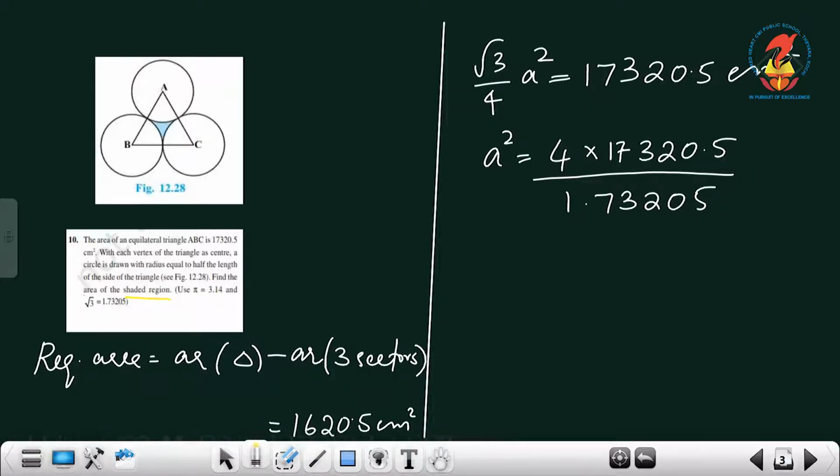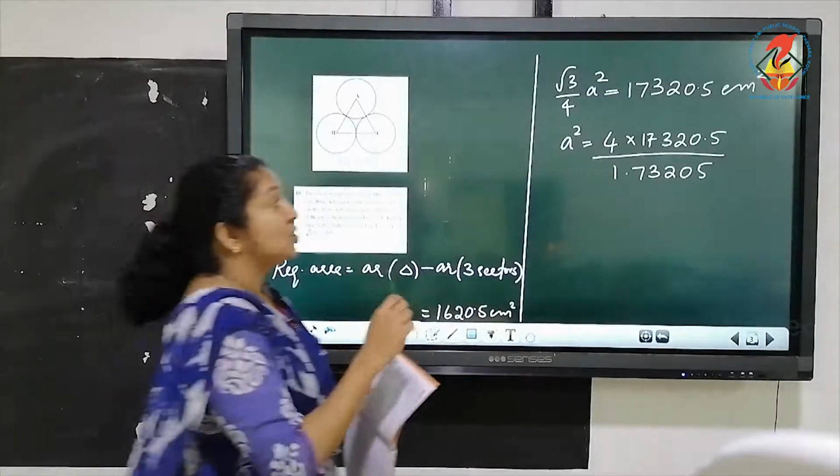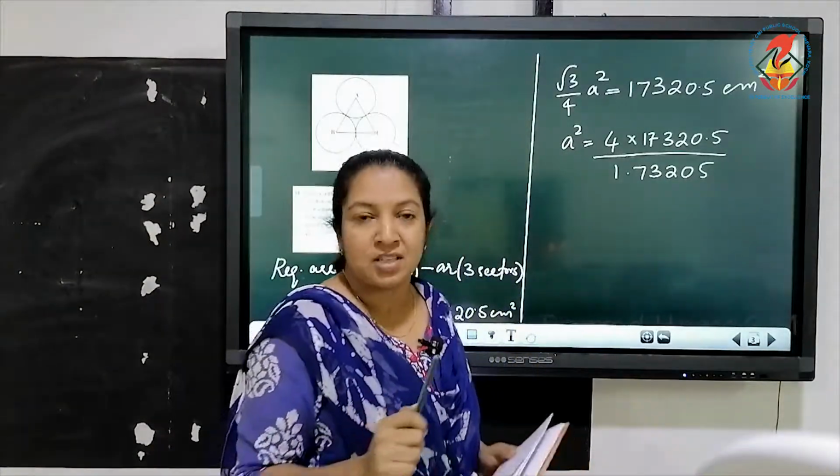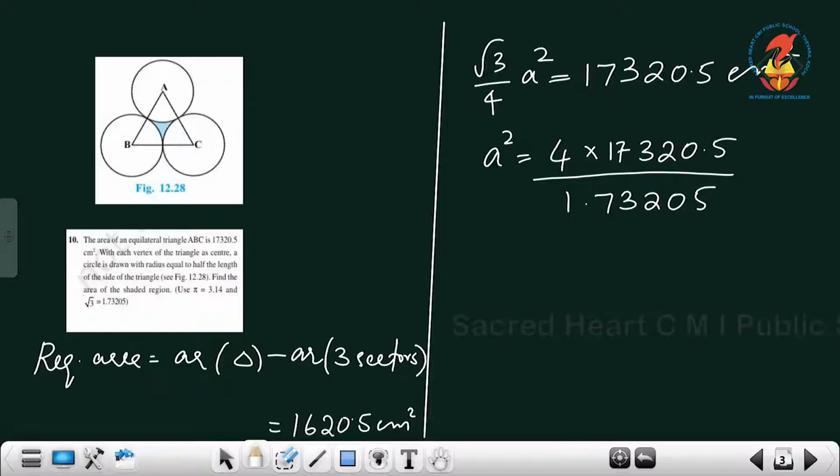How can you find the area of the shaded region? Area of the full triangle minus area of 3 sectors. So what is given? Area of the triangle is given. It is an equilateral triangle, so the formula is root 3 by 4 a square. Root 3 by 4 a square is 17,320.5 centimeter square. So from here we can find a.